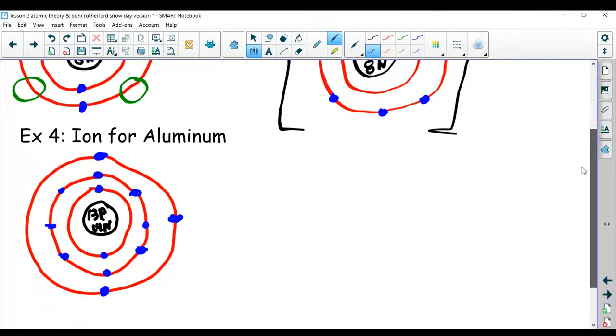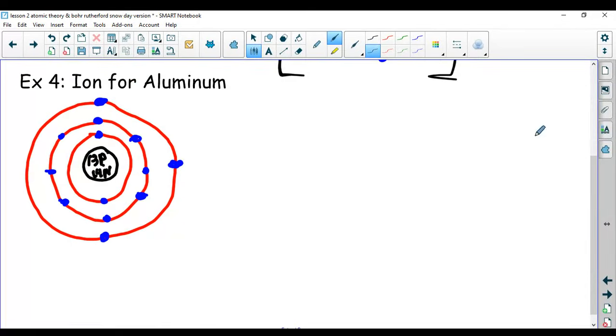Now, if we look at something like aluminum, aluminum is going to be a little different. We drew aluminum earlier, and you'll notice it only has 1, 2, 3 electrons in its outer orbit. So it has 2 options. It's going to lose those 3, or it has to gain another 5. It's not going to gain 5. That's a lot of energy. It will lose the 3.